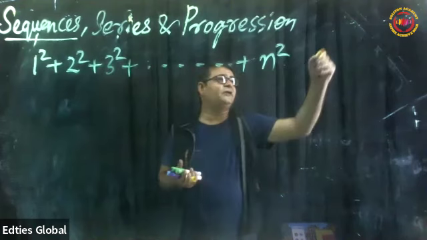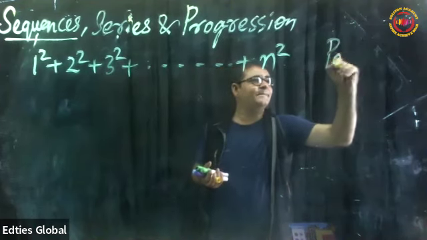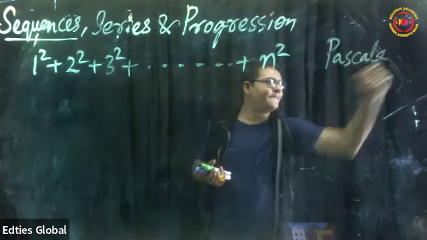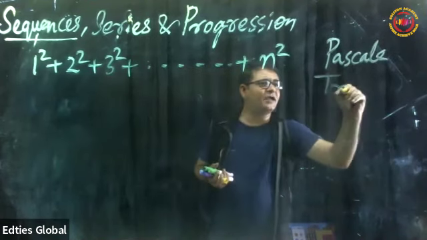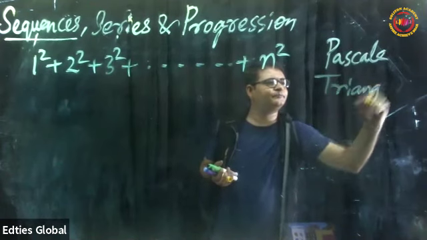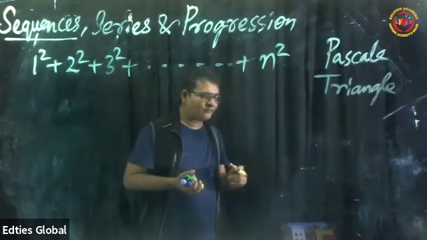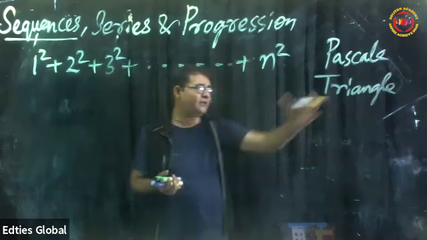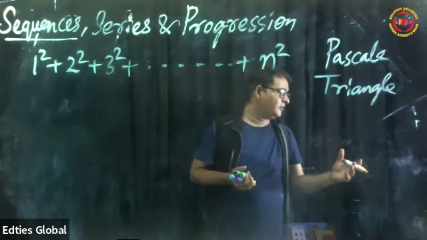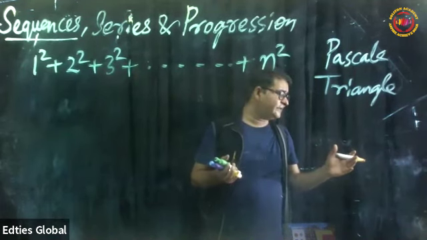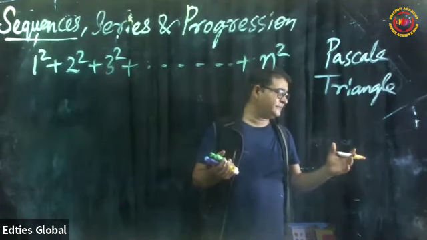Do you know somebody called Pascal? Have you heard about Pascal's triangle? Yes, sir. You know it? Pascal is the same person who defined the hydrostatic pressure. He died at the age of 36 and he did wonderful things in his life.